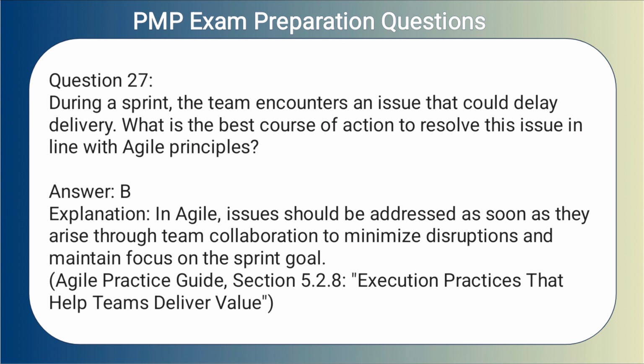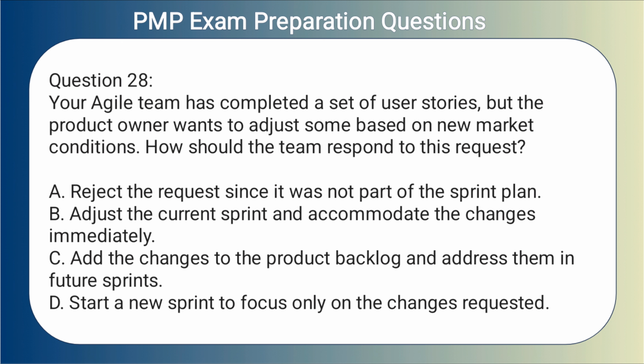Answer B. Explanation. In Agile, issues should be addressed as soon as they arise through team collaboration to minimize disruptions and maintain focus on the sprint goal. Question 28. Your Agile team has completed a set of user stories, but the product owner wants to adjust some based on new market conditions. How should the team respond to this request?